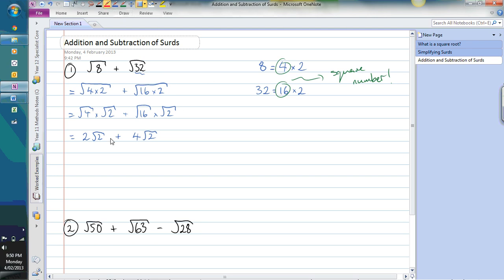Now, if we have a look at what we've got here, you'll notice that both terms have a square root of 2 in them. So that means that we can now combine them together. We have 2 times the square root of 2, or 2 lots of root 2, plus 4 lots of root 2. We can write that as 6 lots of root 2. So here we keep the surd the same, square root of 2. 2 plus 4 is going to be our 6.